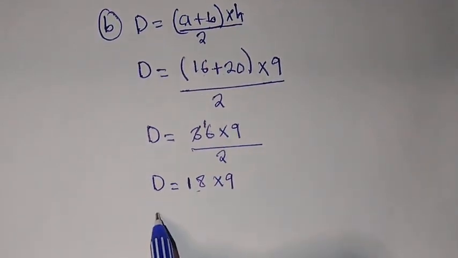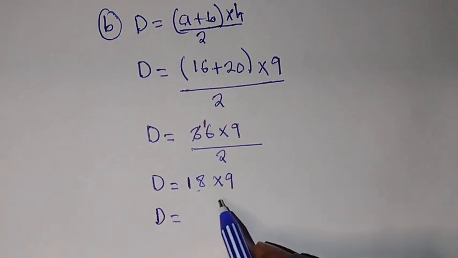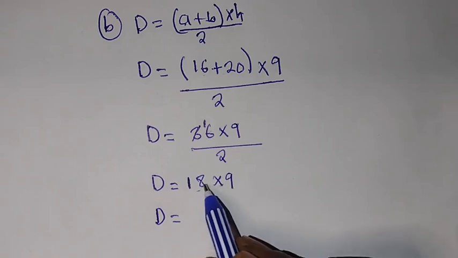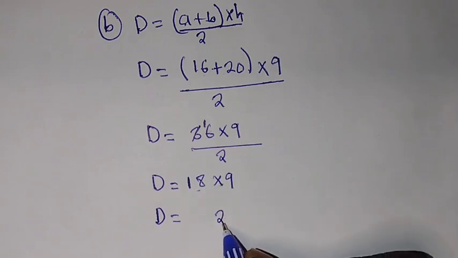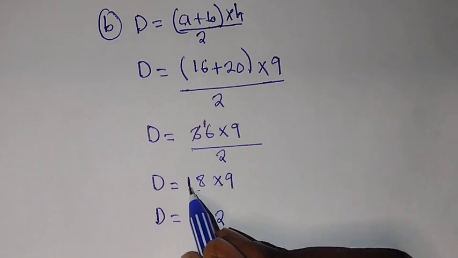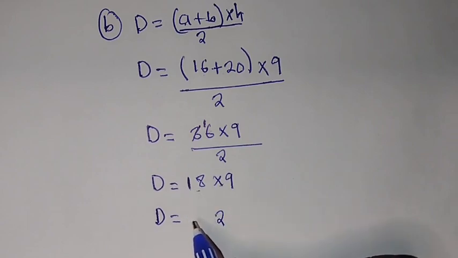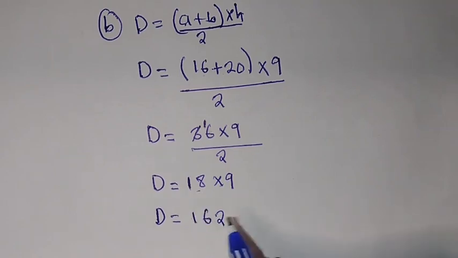So when we multiply, we're going to have distance equal to, so 9 times 8, it's 72. We write a 2, we carry a 7. 9 times 1, it's a 9, plus that 7. So we have a 16. So meaning that 18 times 9 gives us 162. So this is distance. You have to put the units, meters. So this was our distance in the first 20 seconds, 162 meters.